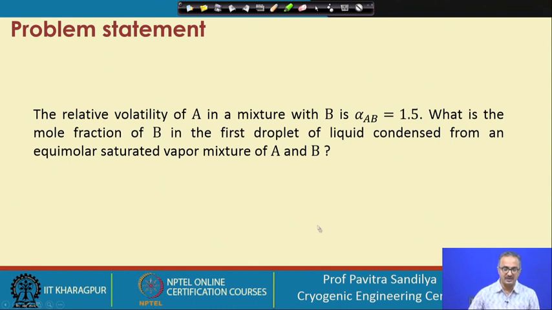In this problem, it is given that the relative volatility of A with respect to B is 1.5, and we have to find the mole fraction of B in the first droplet of liquid condensed from an equimolar saturated vapor mixture of A and B. So we have a saturated vapor mixture of A and B, and the first droplet of liquid will be formed from this. Because it is saturated, we are assuming that A and B are in equilibrium. We have to figure out the composition of the first liquid droplet formed from this particular vapor.